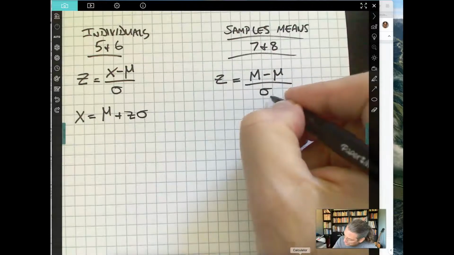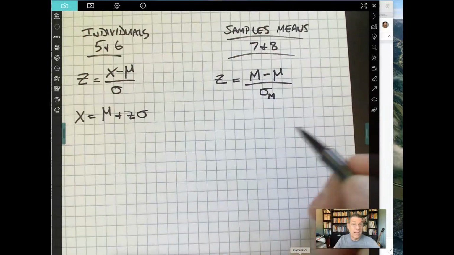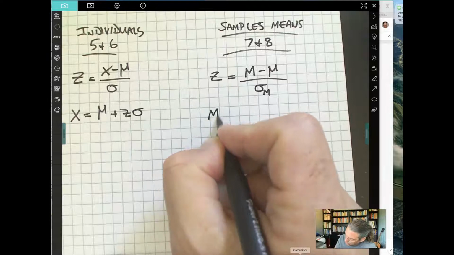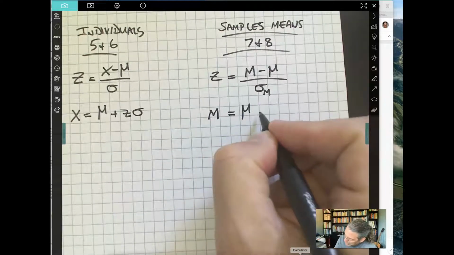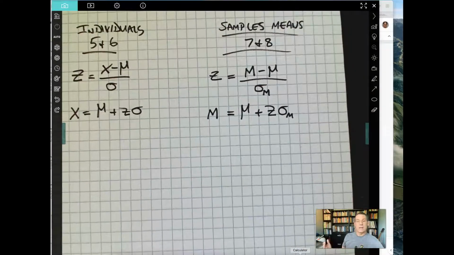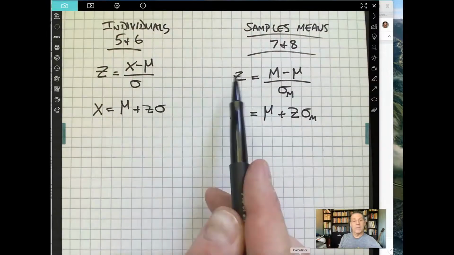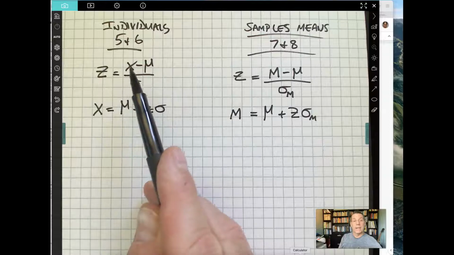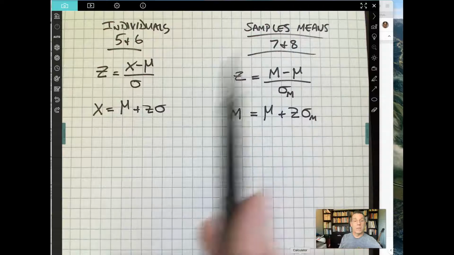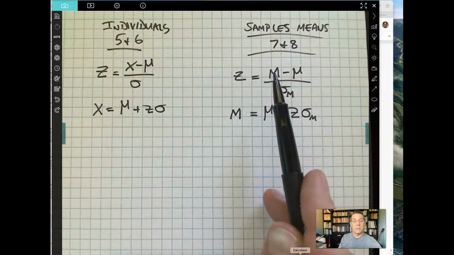But technically, this standard deviation is a standard deviation of sample means. It's this thing we're going to call standard error. We'll come back to that. And then again, if we want to solve for the sample mean, it is the mu again plus the z times this standard error. Again, that's standard deviation of the sample means. So you'll notice that these two formulas are pretty similar. Again, instead of an x, replace it with an m because that's what we're working with. Instead of an individual score, we're working with a sample mean. And then we have a standard deviation for those individual scores. We have a standard deviation for those sample means.